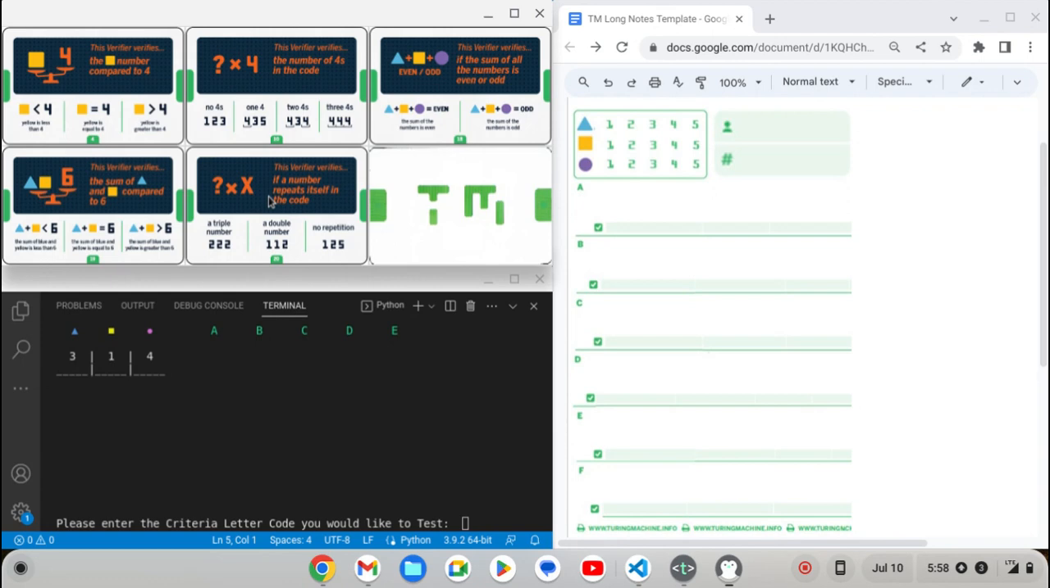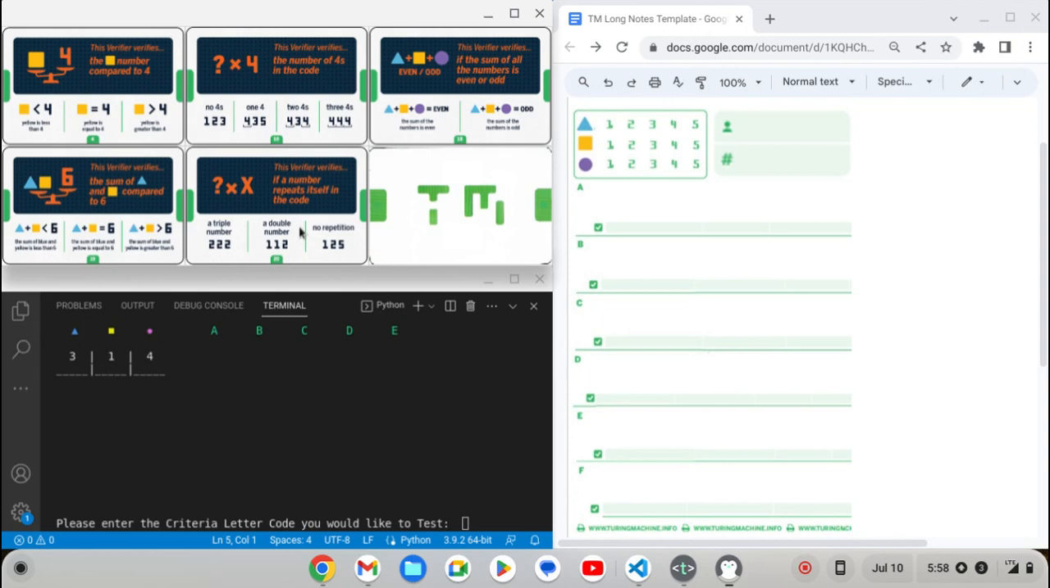And finally, criteria card E looks at our 3-digit solution, and the Turing machine will let us know a little bit about the structure of the 3-digit solution. Specifically, it will let us know whether it has no repetitions, meaning all 3 digits are unique, as in the example 125, or the Turing machine may tell us that it's a double number, where there is a single digit repeated, as in the example 112, or even it could be a triple number, where it's a single digit repeated 3 times, as in the example 222.